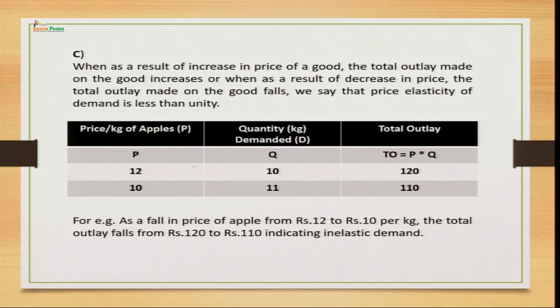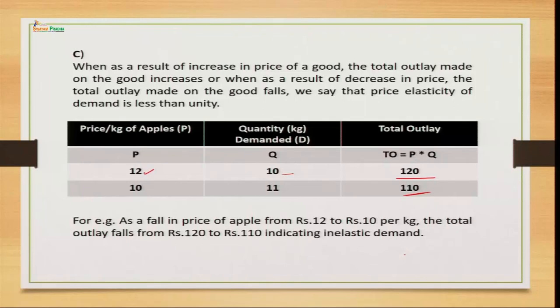Moving ahead, we have this third point to understand whether the product is of elastic or inelastic nature. Again, we have taken the same example. At price 12, people were demanding 10 kgs of apple, where the total outlay was 120. Price reduced to 10 rupees, quantity demanded increased, right? The quantity demanded increased, but the increase is very little, right? And total outlay reduced to 110. That means a more change in the price causes a lesser change in the quantity demanded. Because of that, the total outlay reduced from 120 to 110, which represents the product is of inelastic nature, right. There will be a change taking place in the quantity demanded, but a lesser change is going to take place because the product is of inelastic nature, right. And here the elasticity is lesser than 1 in this case.